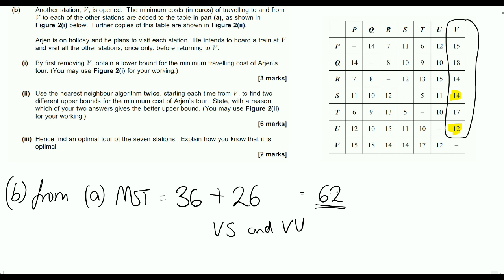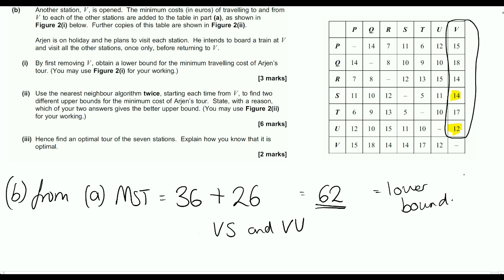Okay, so identifying that the minimum spanning tree, and obviously if you did it again, that's absolutely fine, but this is the faster way of doing it. And then we are adding in 26, which comes from VS and VU. So this is a lower bound, so that equals a lower bound for the minimum tour.